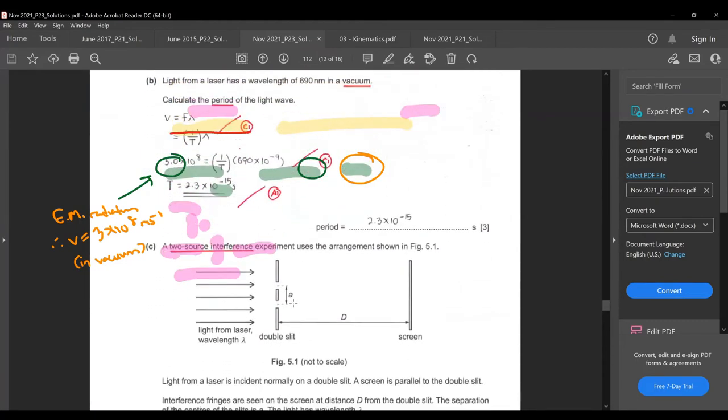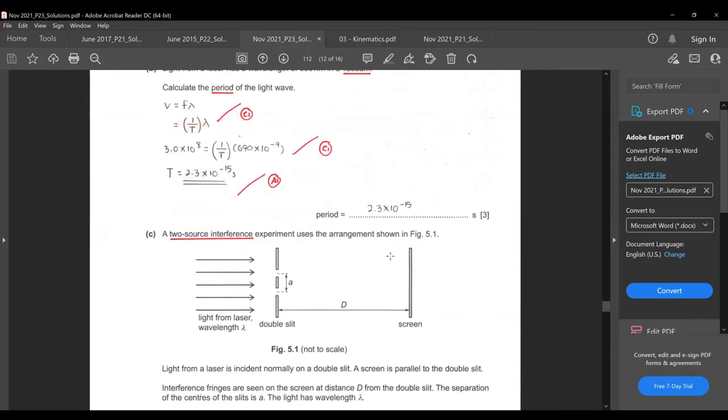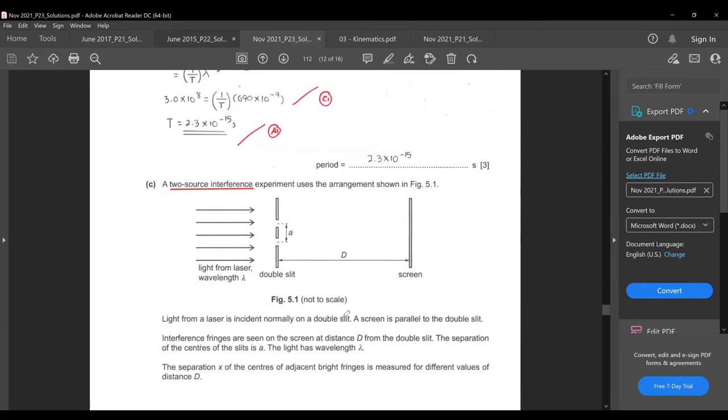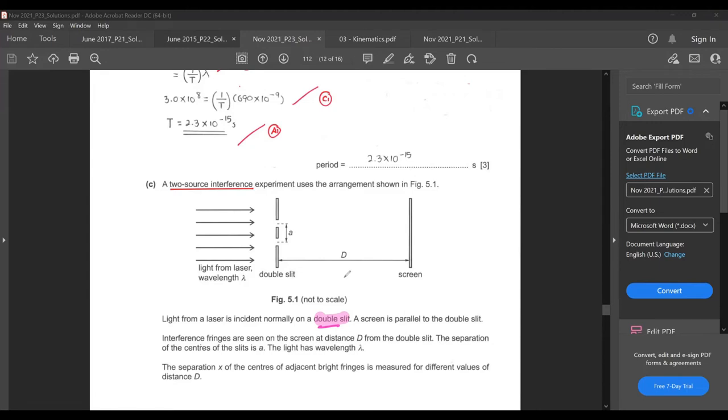Okay, let's have a look at C. Now C, they tell you that you have a two-source interference experiment that uses the arrangement shown in the following figure. Light from a laser is incident normally on a double slit. Note here that they're using a double slit. A screen is parallel to the double slit. Interference fringes are seen on the screen a distance D from the double slit. The separation of the centers of the slits is a. The light has wavelength lambda. The separation x of the centers of adjacent bright fringes is measured for different values of D. So this one is using all the standard variables that we are used to. For double slit, it was mentioned before that we always use this equation, ax over D. So this one is double slit.